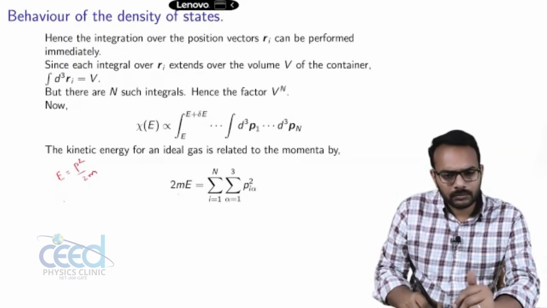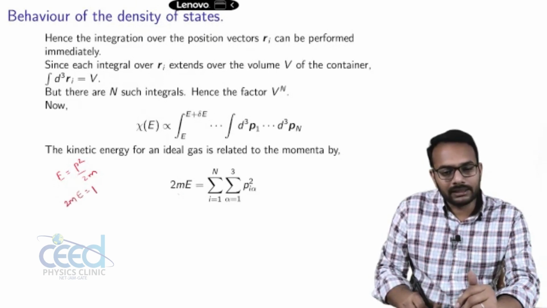Right? So we can say that 2mE is equal to P square.